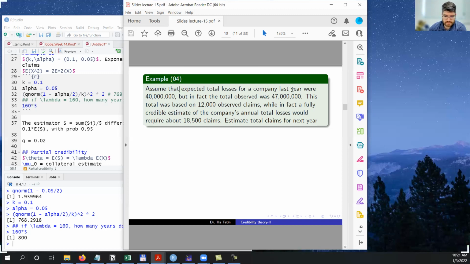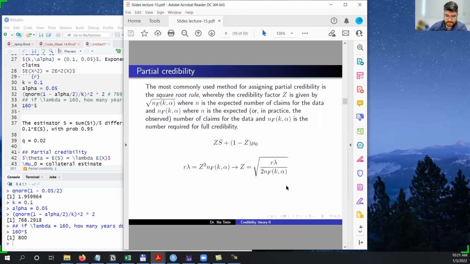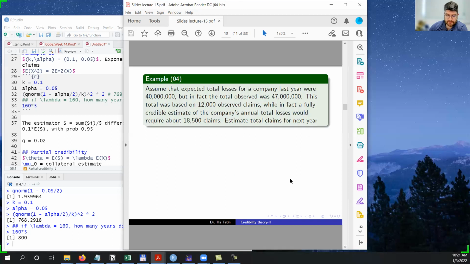Assume that the expected losses for a company last year were 40 million, in fact, observed 47. So the losses become larger. And we are dealing with partial information. It was based on 12,000 observed claims, and in fact, a fully credible estimate of the company's annual total losses was 18.5. So we are going to use this square root rule in order to estimate the total claims for next year.